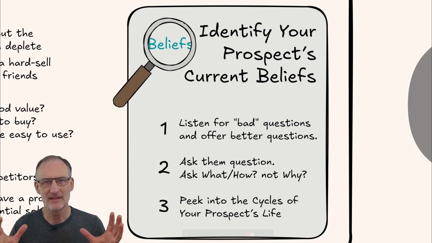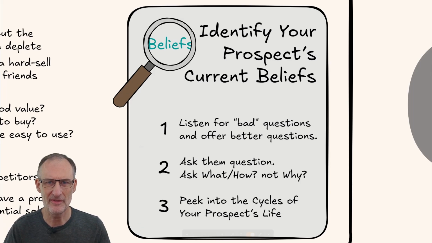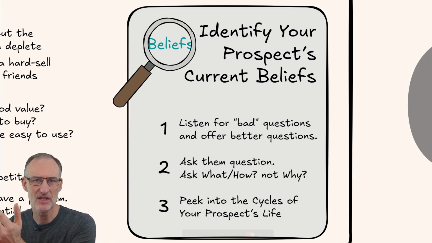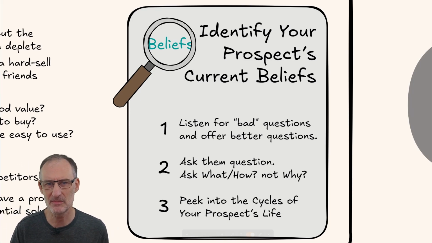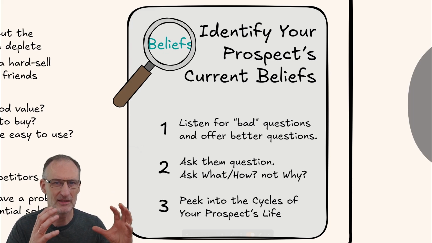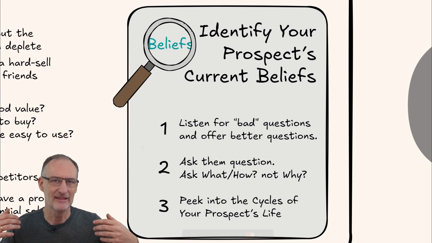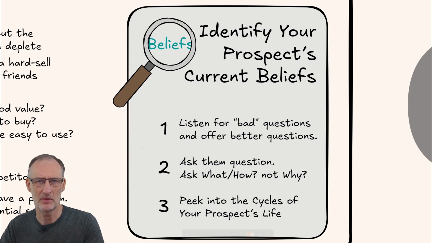And third, you want to peek into the cycles of your prospect's life. So this means that we are creatures of habit. Things don't just happen out of sheer luck or out of thin air. There's usually a clear pattern of what you go through to achieve the outcome that you're experiencing. And if that outcome is not good for you, then you need to think about the process of how you got there. And you need to help the customers change that process.